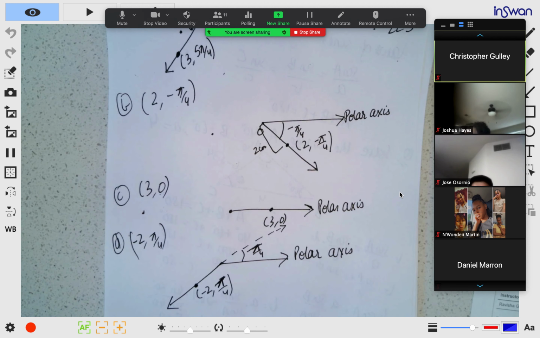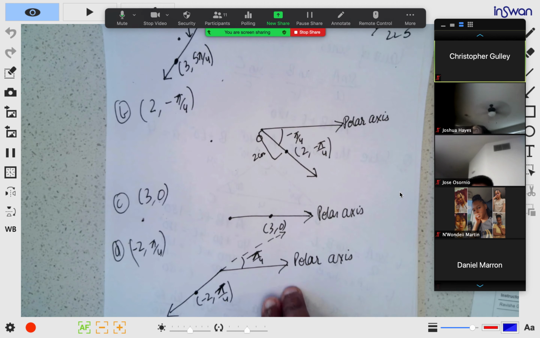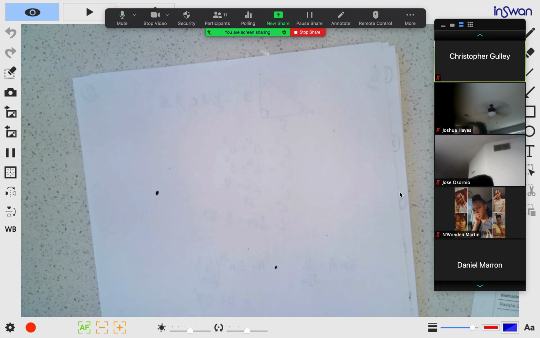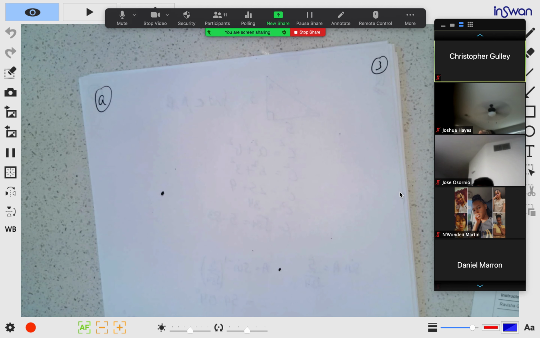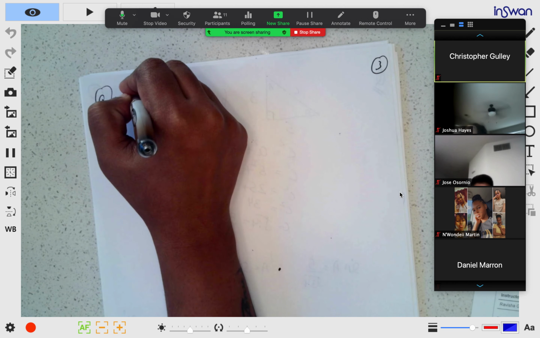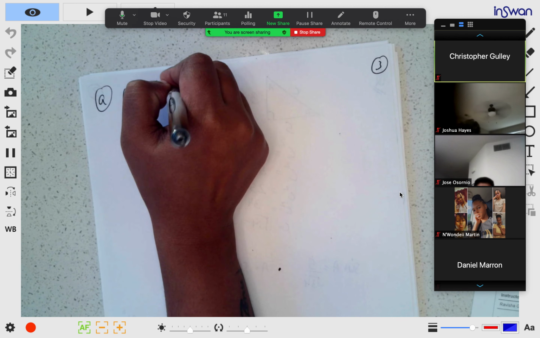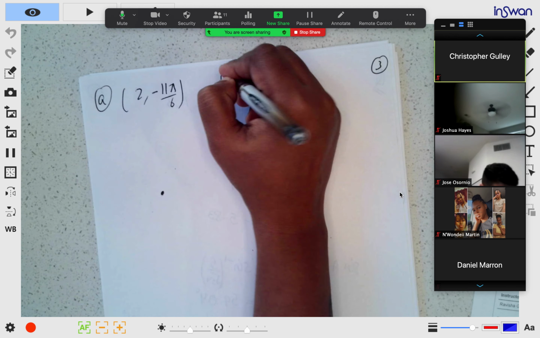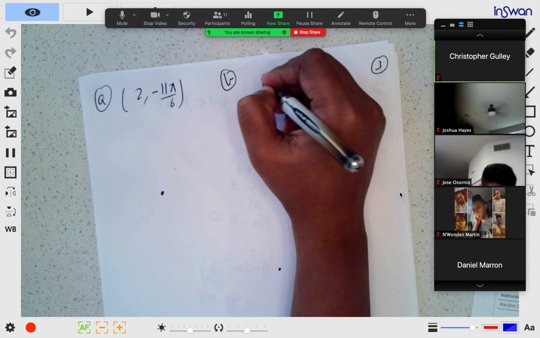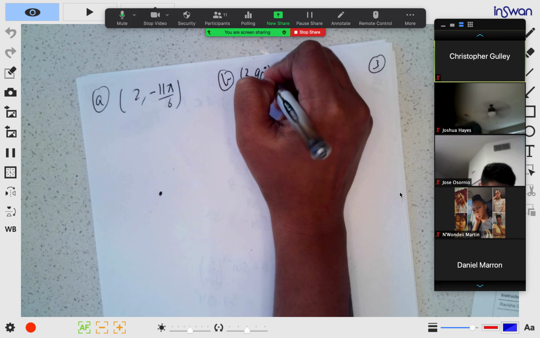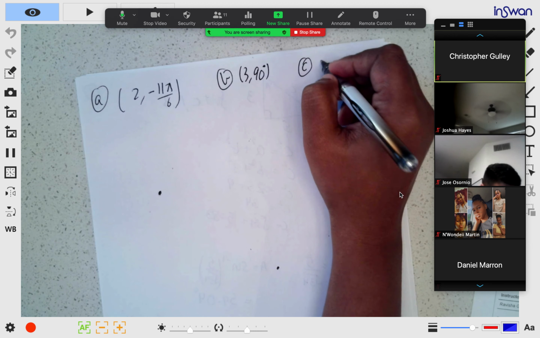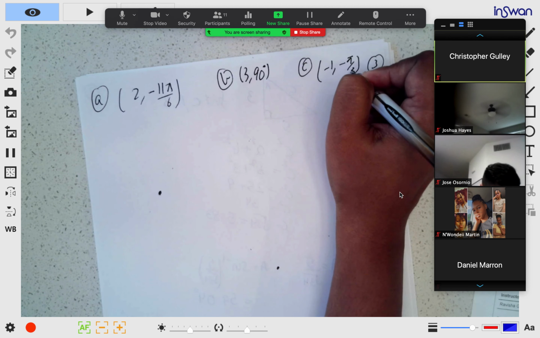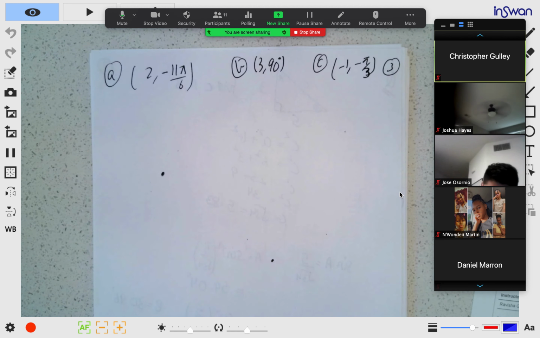Let me give you more examples on this, and I want you to do this by yourself. Try these yourself. A, I want you to graph 2, negative 11 pi by 6. B, you need to graph 3 and 90 degrees. And C, you have to graph negative 1, negative pi over 3. Try these 3 problems right now.